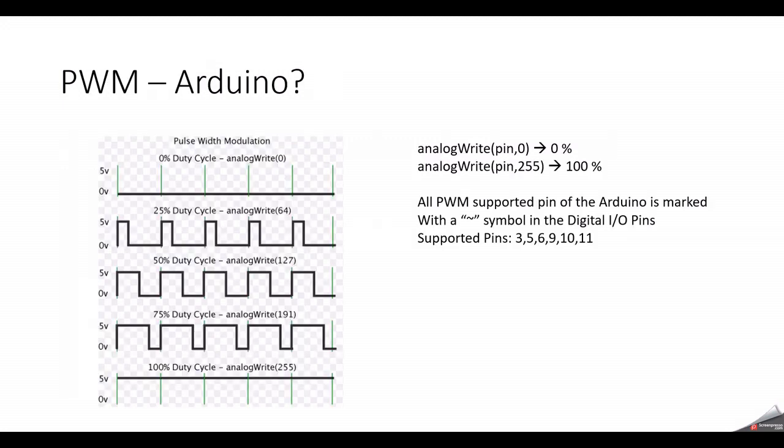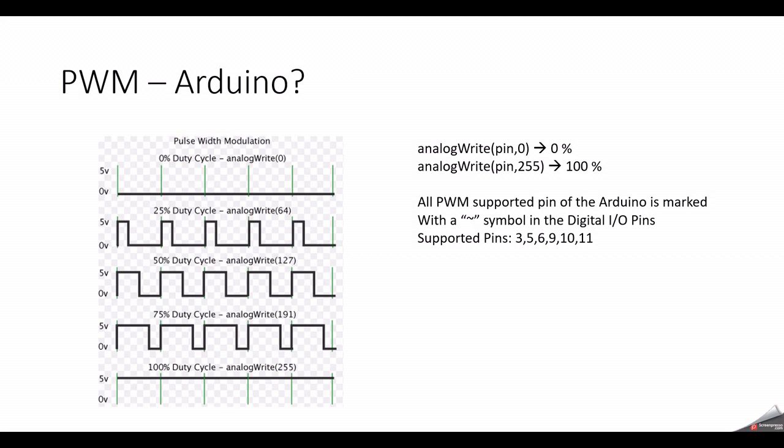So first let's see what is PWM. PWM stands for pulse width modulation. This is a way of effectively reducing the voltage level supplied by a digital I/O pin. We can achieve this by varying something called a duty cycle. A duty cycle refers to the percentage of time the signal is on in a cycle.